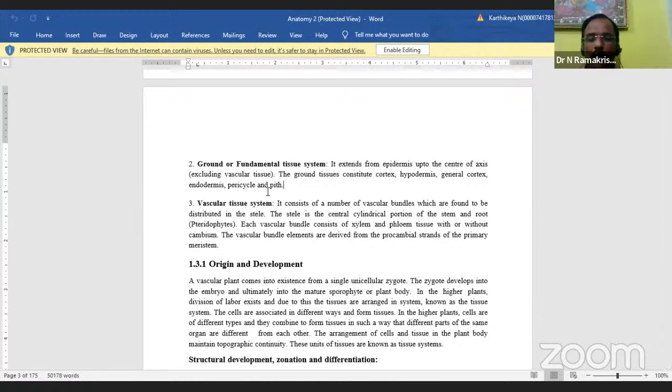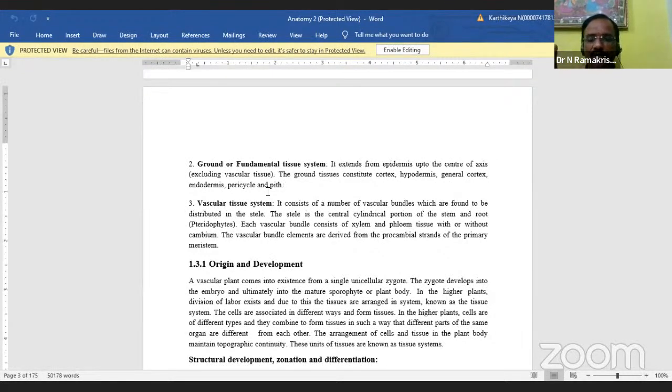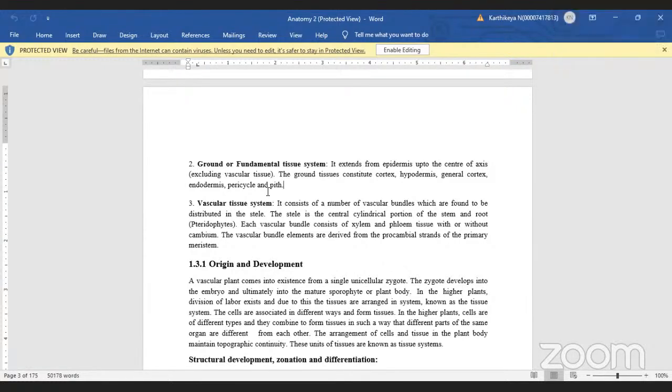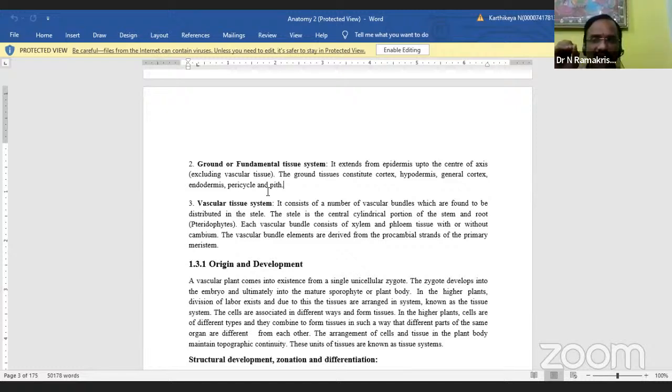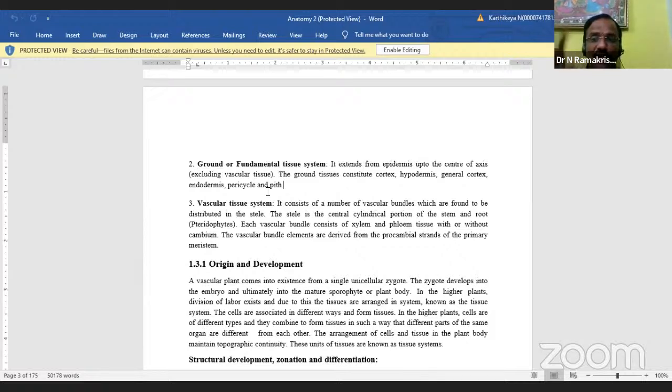So what is the endodermis? It is a single layer of compactly arranged parenchyma cells delimiting the cortex from the stele. In transverse section, the cells appear barrel-shaped, oval, or elliptical. The cells are living and may contain starch, tannin, and mucilage. Due to the presence of starch grains, the endodermis is known as the starch sheath.